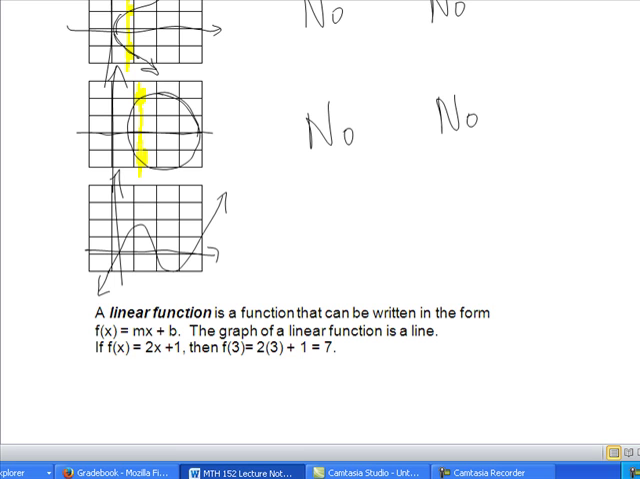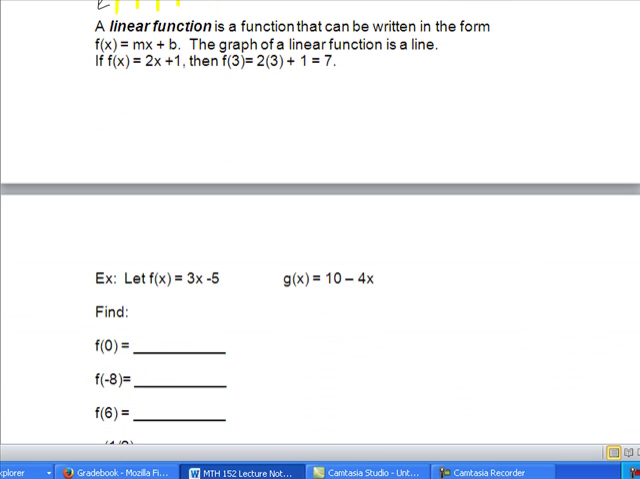Okay, a linear function is a function that can be written in the form f of x equals mx plus b. The graph of a linear function is a line. If f of x equals 2x plus 1, then f of 3 is 2 times 3 plus 1, which equals 7. What you'll notice about this functional notation is that f of x means the same thing as y. We know we have a function and we're giving it a functional name. So f of x, or g of x, or h of x, all of those are simply another name for y.